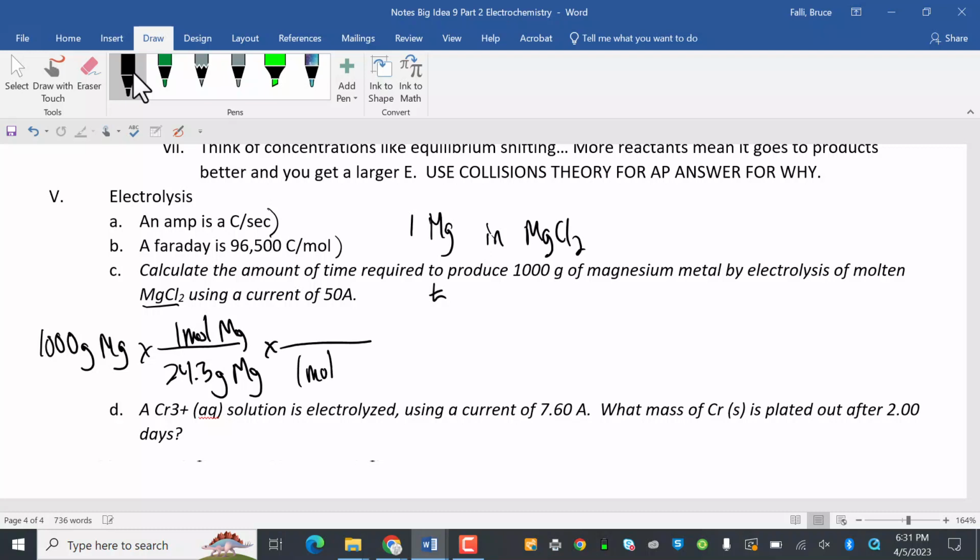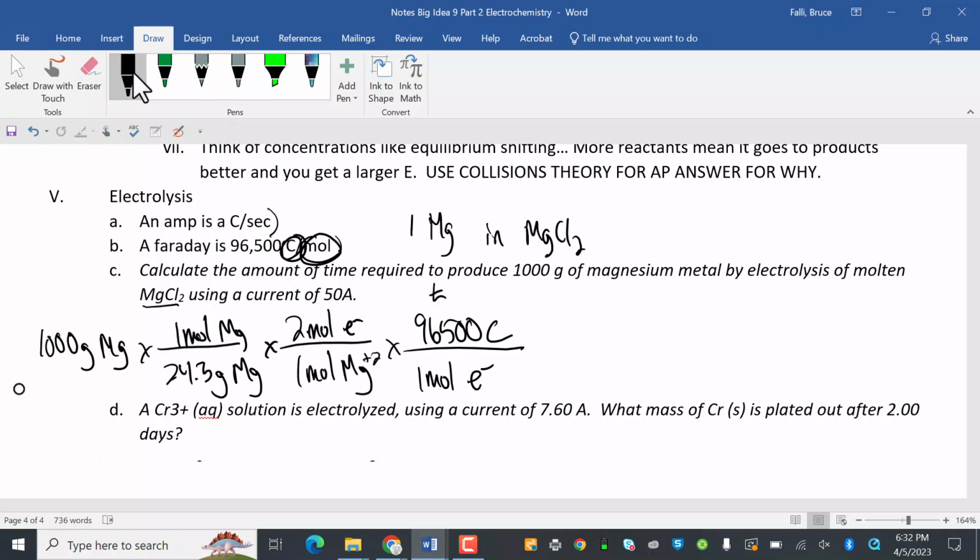1 mole of magnesium, I hope this part makes sense, is 2 moles of electrons. Why? Because really this is kind of sort of magnesium plus 2, right? This is kind of the deal we're looking at here. And then what we're going to do here, this is the new one. 1 mole of electrons is 96,500 coulombs.